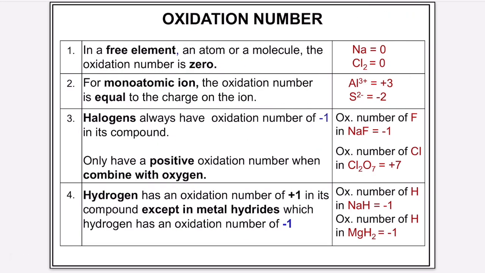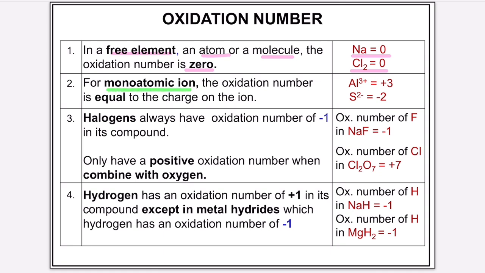Firstly, we have to know certain rules with oxidation numbers. The first rule is that in a free element, be it an atom or a molecule, the oxidation number will be 0. So for example, we have sodium atom, the oxidation number is 0, and we have chlorine molecule, which brings the atom of chlorine to have 0 oxidation number.